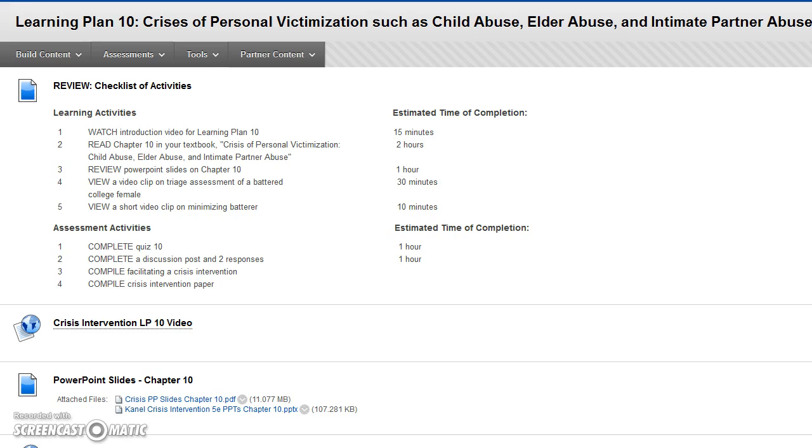On page 238, there are cases to role play. Please, once again, utilize the ABC method. Key terms for study include battered women syndrome, battering cycle, child protective agency, mandated reporting laws, non-perpetrating parent, perpetrator, and substantiated. I hope you learn a lot in Learning Plan 10.